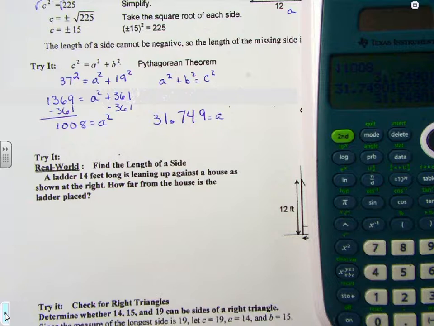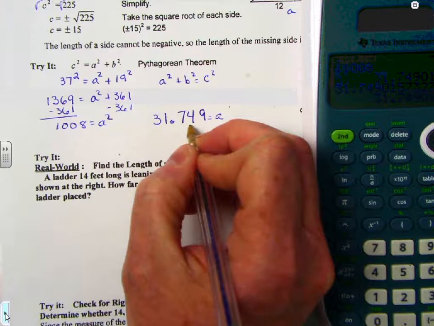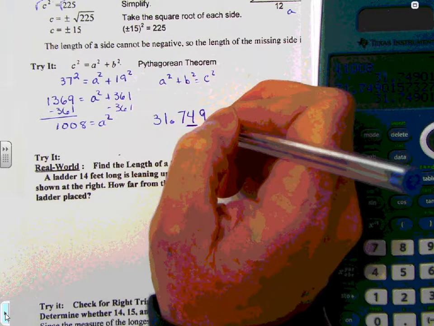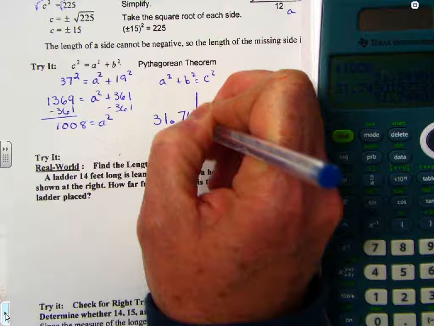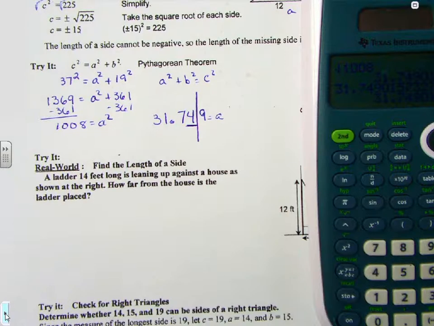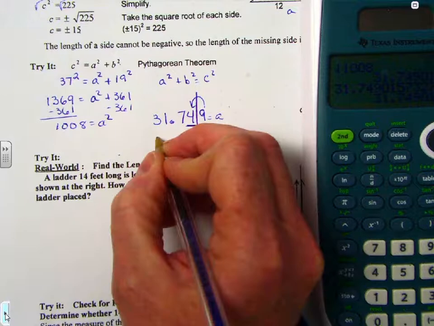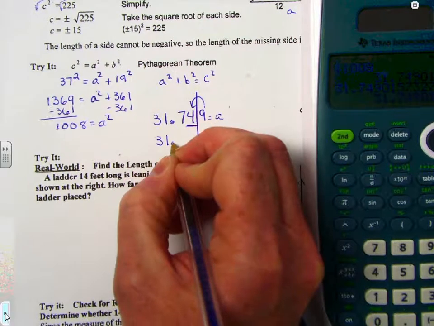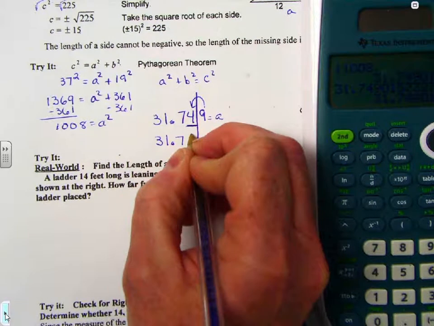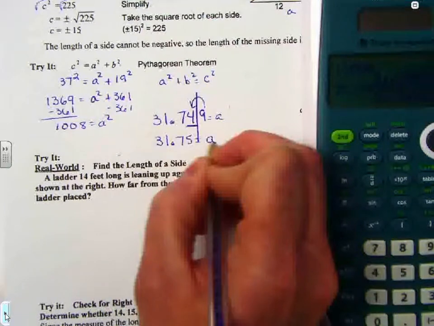That means this is the tenths, this is the hundredths column. So that's the last number that I need in my answer is in that second place. But I have to look at the third number to see if I bump up or stay the same. This 9 tells me what happens to this 4. It's going to bump up. So my final answer is going to be 31.75 is equal to the value of A.